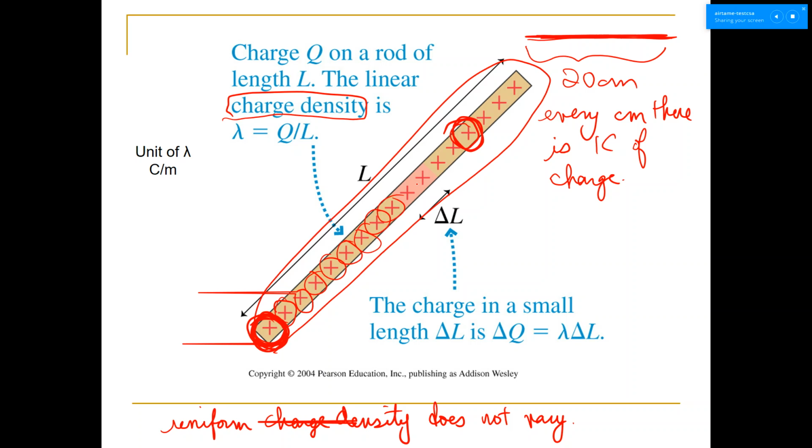You sum up all the little pieces. And if you sum up all the little pieces from one end of the wire to the other end of the wire, then you get the charge of the whole thing. That's basically what integrals are, right? You're summing up really small pieces of things until you get the whole thing. You guys follow what I'm saying? Okay?